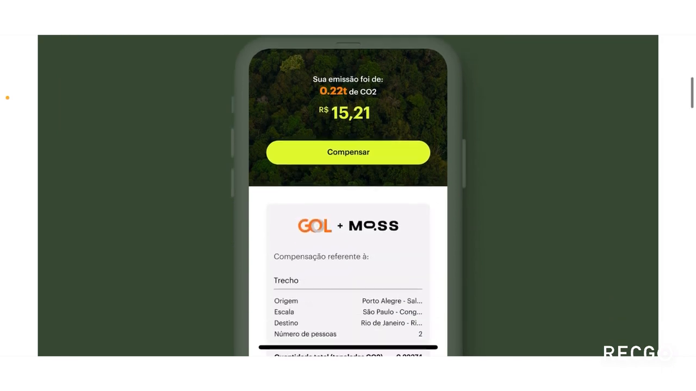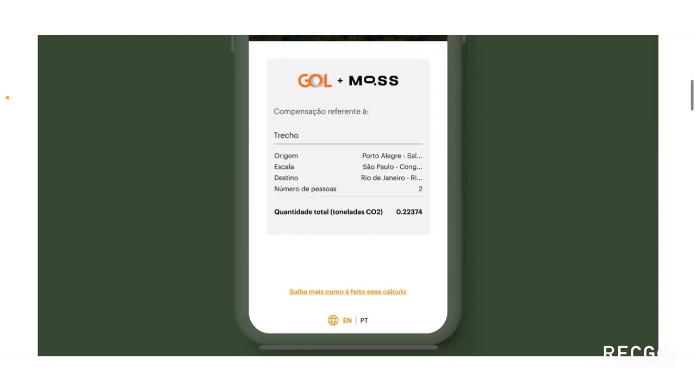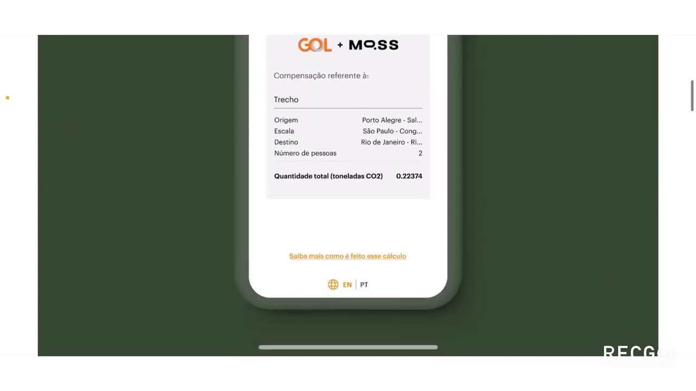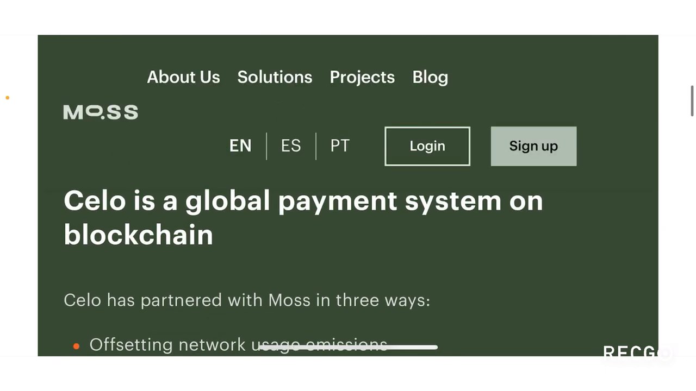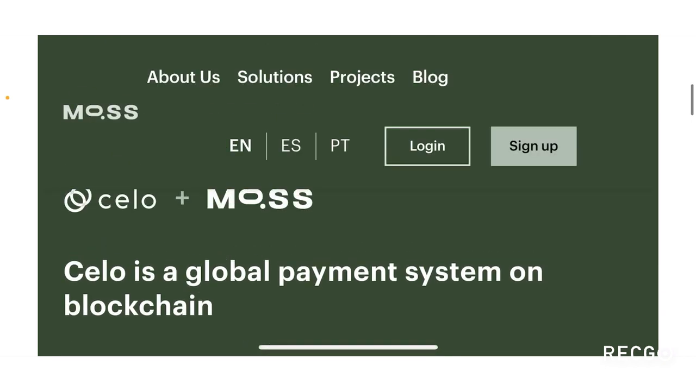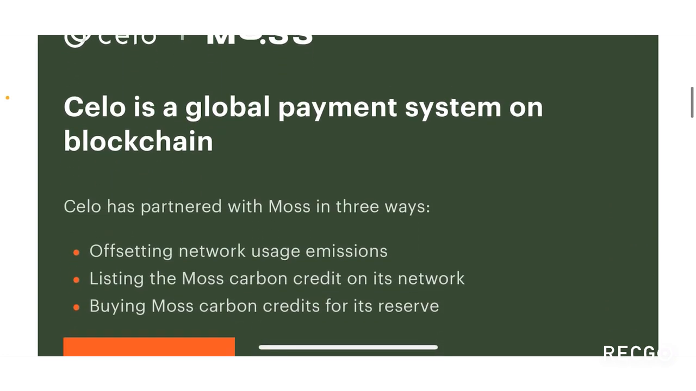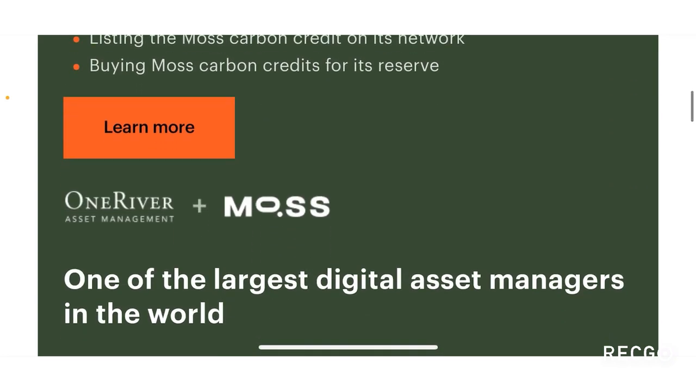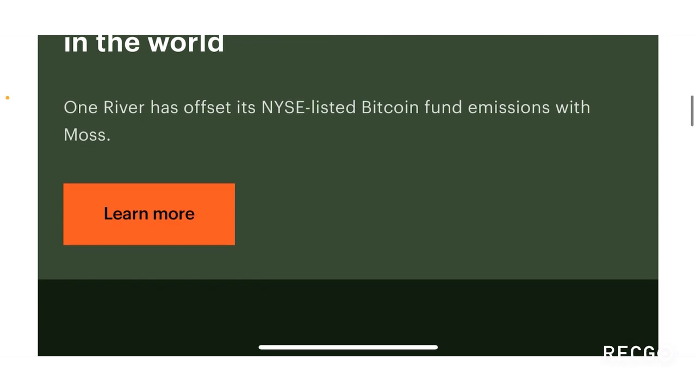So this is kind of how their app or DApp works, and you do have information present in Brazilian Portuguese as well. So that's pretty interesting. Celo is a global payment system on blockchain. So they are working closely with Celo, which is also a very interesting project. And another project that they're working with is One River Asset Management, which is one of the largest asset managers in the world. So they are definitely getting a lot of traction here, right?